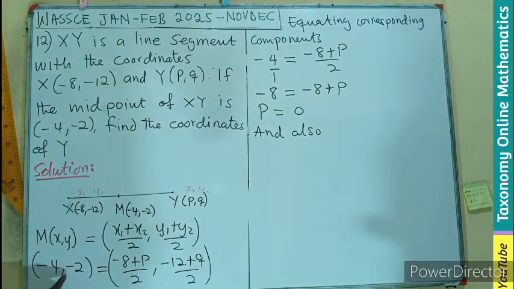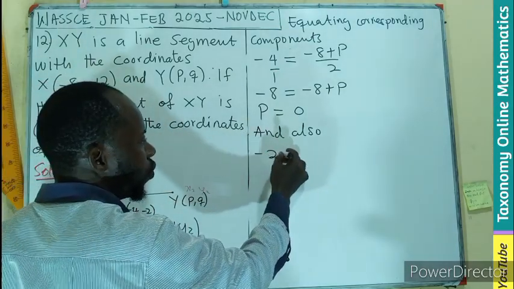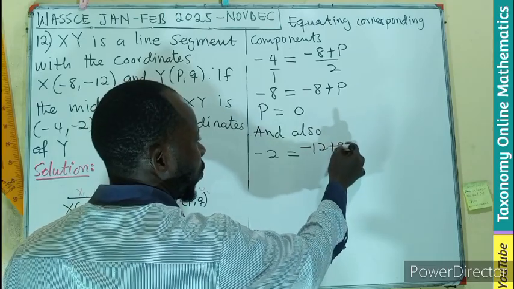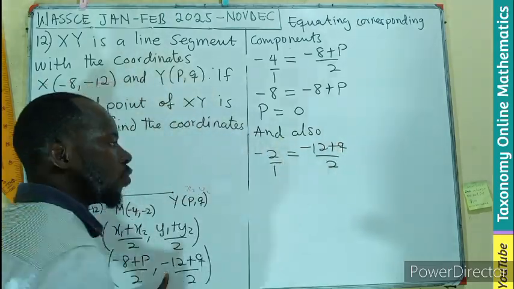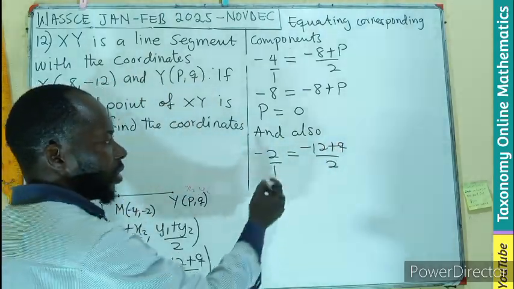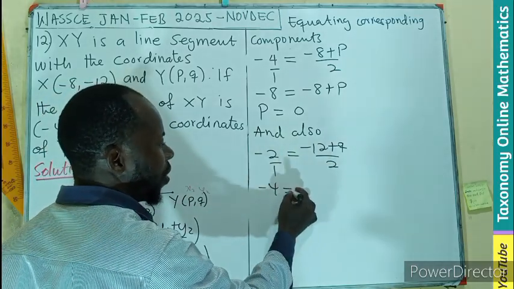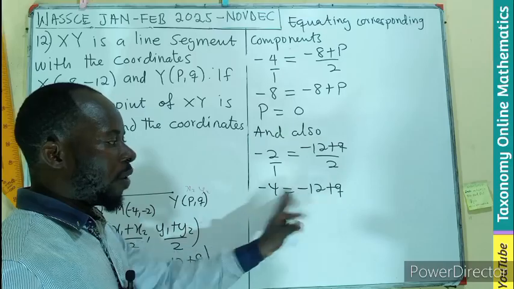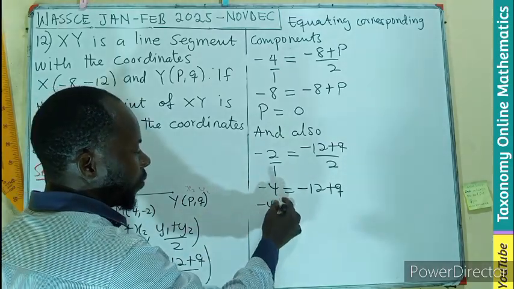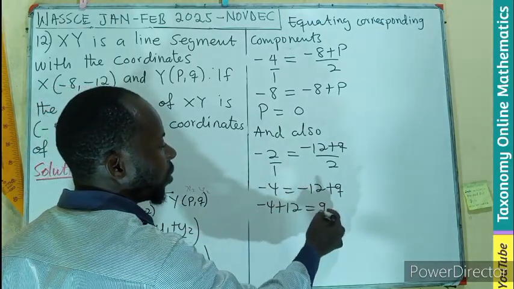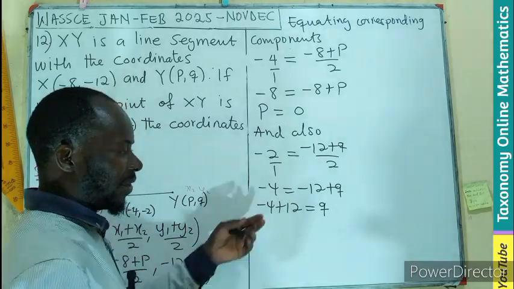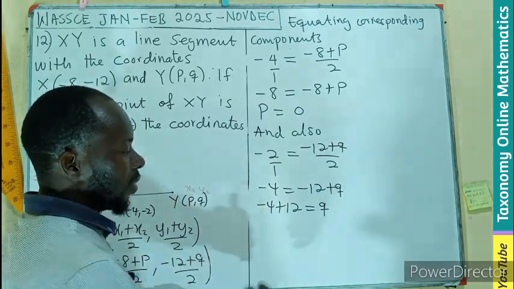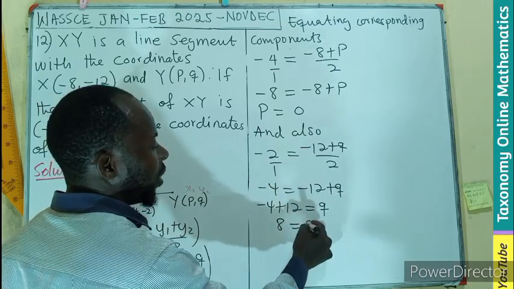And also we are going to find our -2 being the same as -12 plus Q divided by 2. Cross multiply as well. 2 times this is -4. Then we add 12 to both sides. -4 plus 12 equals Q. Remember, this is just a subtraction of 8. 12 minus 4, and that gives you 8 equals Q.